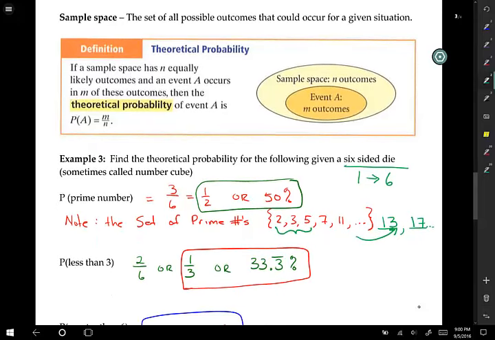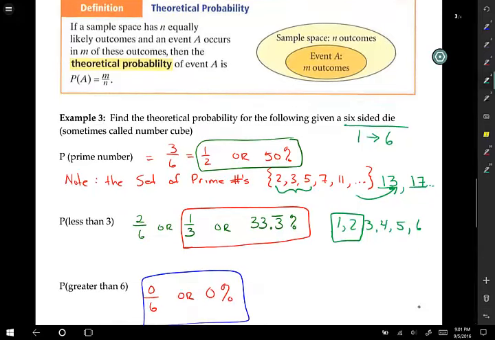Now, of the general numbers 1, 2, 3, 4, 5, and 6, how many of those numbers are less than 3? Obviously 2 of them. And so the chance of choosing a number or rolling a die and getting something less than 3 is 2 out of 6, which reduces to 1/3 or 33.3 repeating %.